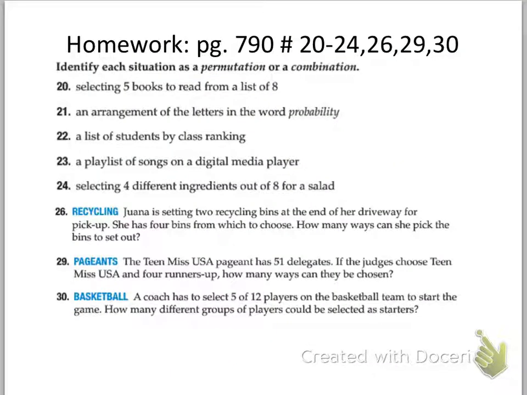Okay, so to wrap up then, you got a couple homework questions. The first chunk is identifying whether it's a permutation or a combination. And then the last chunk, those could be permutations or combinations. So make sure you read carefully before you answer and use which equation you're going to use.